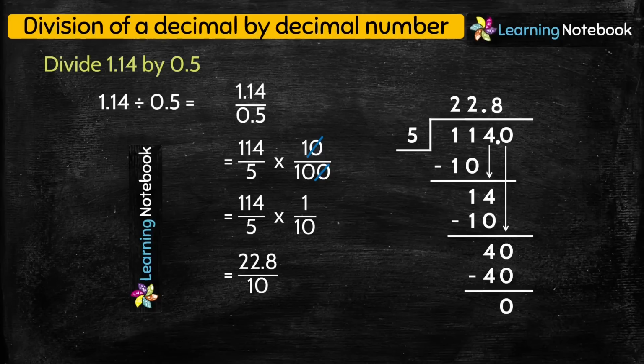Now we have to divide 22.8 by 10 and we have learned that when a decimal number is divided by 10, the decimal point moves to the left by 1 place. So our answer is 2.28.